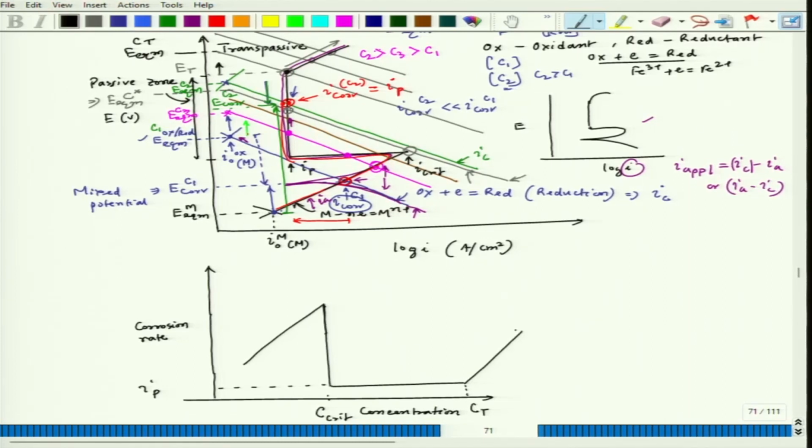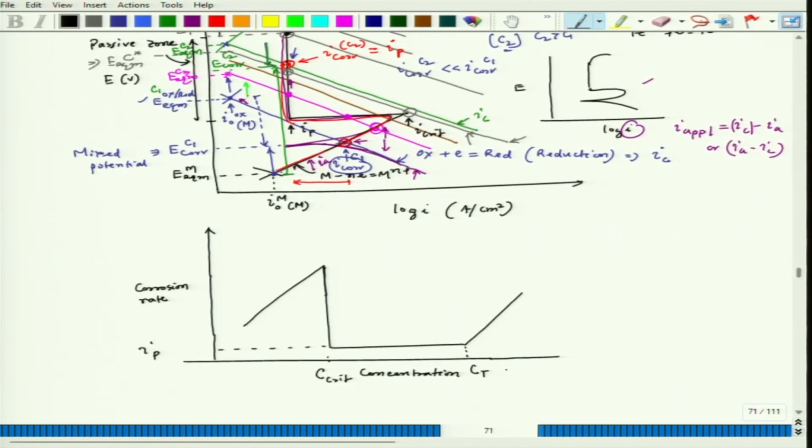So, this will be the typical plot, the corrosion rate versus the concentration of oxidant, right. Now, if I mark it in several zones, this is zone 1, this is zone 2 and this is zone 3. So, we can have several combinations.